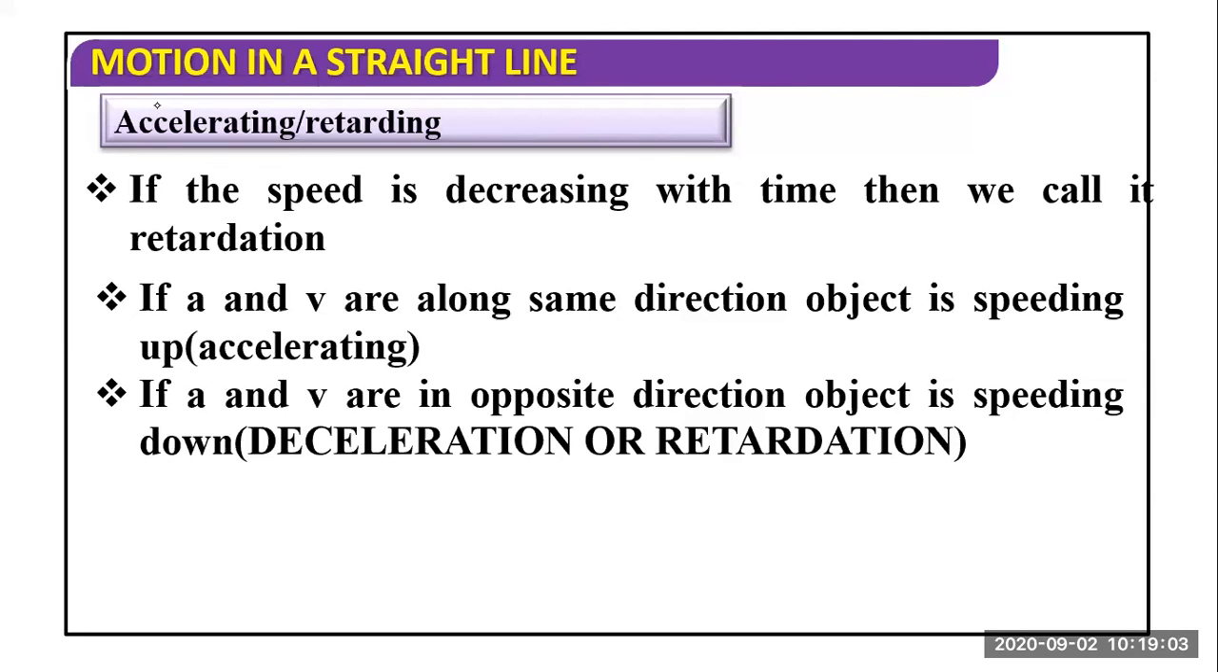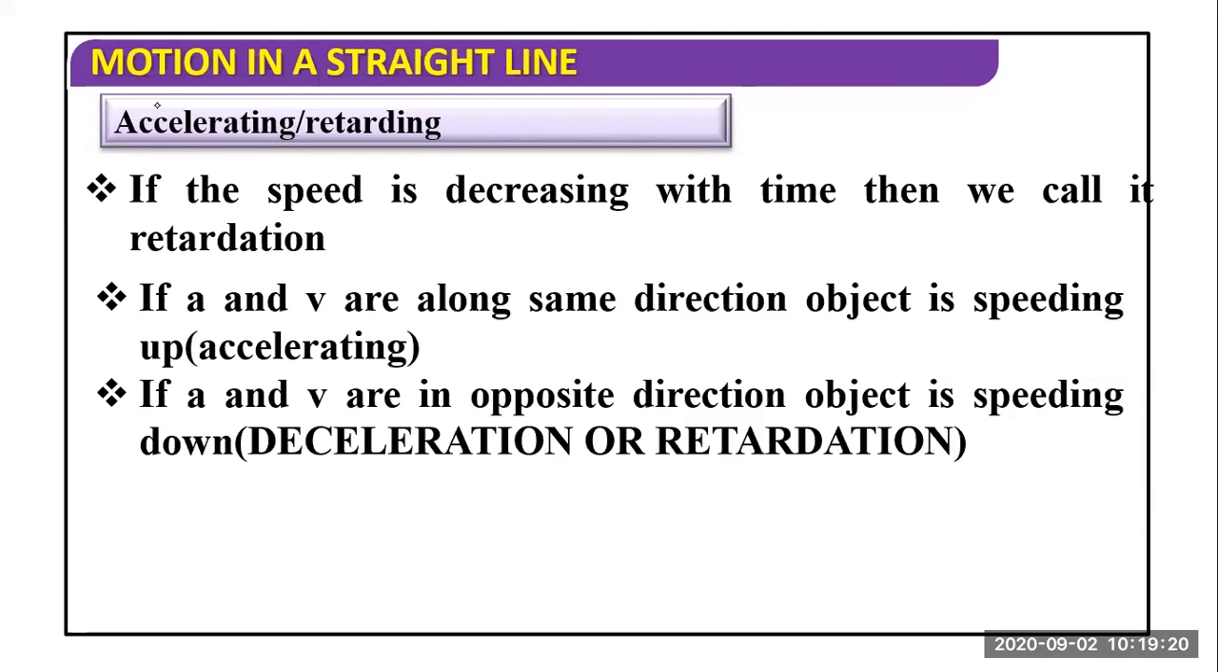So what we learn from this is, if acceleration and velocity are along the same direction, irrespective of whether they are positive or negative, the speed will increase. If they are along opposite directions, the speed will decrease.